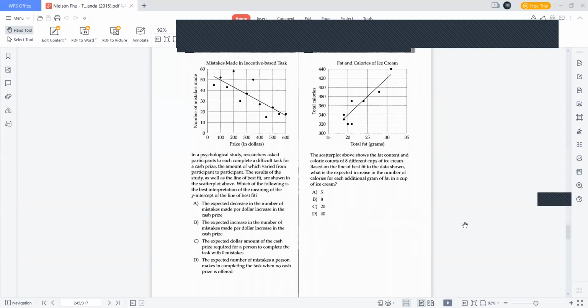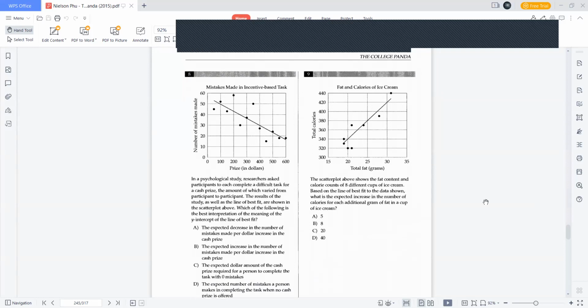All right, so number 9. The scatter plot above shows the fat content and calorie counts of 8 different cups of ice cream. Based on the line of best fit to the data shown, what is the expected increase in the number of calories for each additional gram of fat in a cup of ice cream?